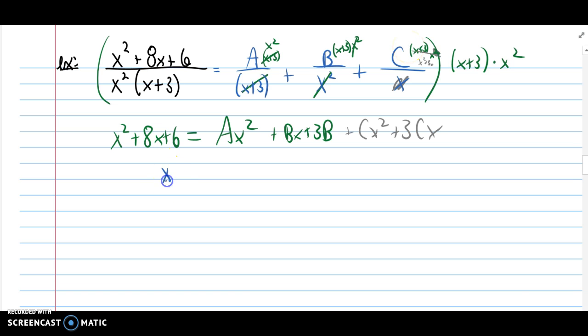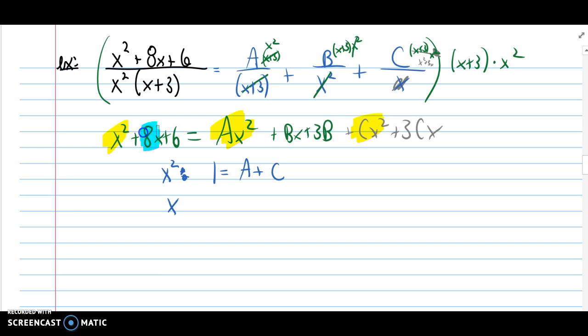All right, x squared equation. We have this on the left, this on the right. We can say that the 1x squared from the left is equal to a plus c from the right.